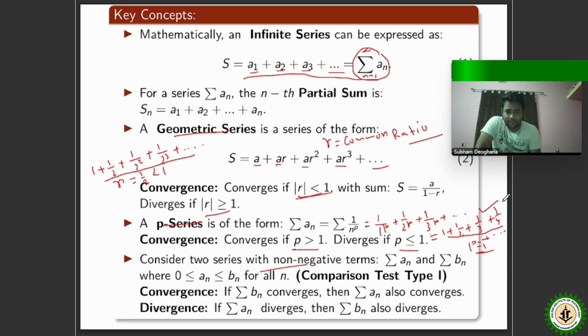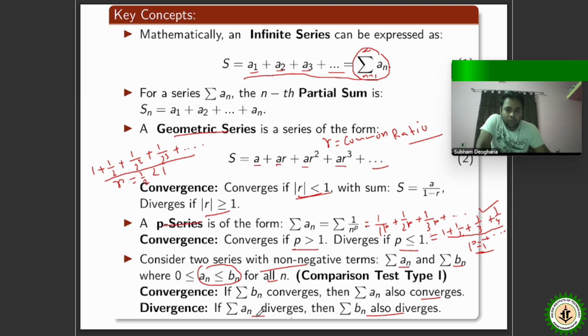Now, consider the comparison test of two series a_n and b_n, both of positive terms. If a_n is less than or equal to b_n for all n, then the comparison test tells us that the sum of b_n will be convergent if the sum of a_n is convergent, and the sum of a_n will be divergent if the sum of b_n is divergent. These are the key concepts from lecture 1.